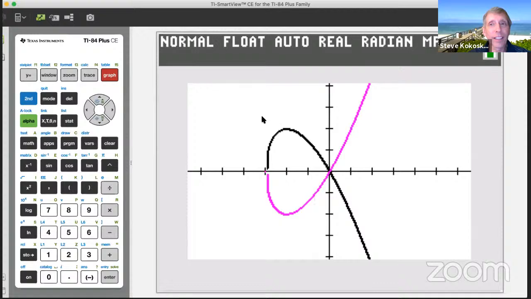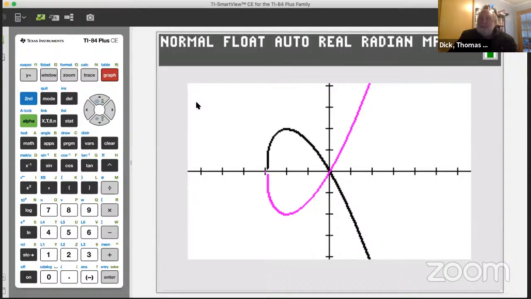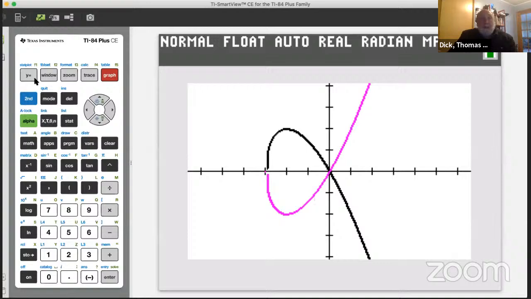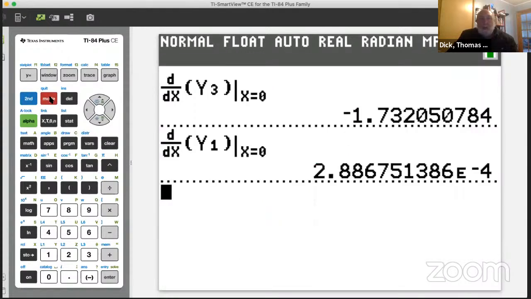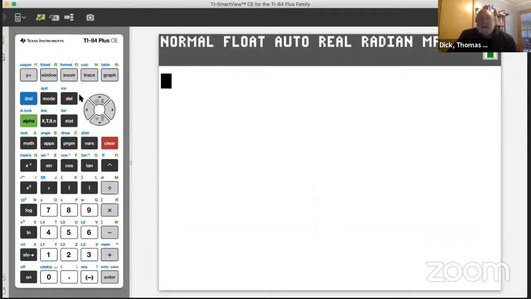So I did want to point out that you can do implicit derivatives numerically on the TI-84. I'm going to go back to another example Steve had. This one we can kind of hold in our heads because it's pretty simple. It's just the equation of the circle, x squared plus y squared equals 16. So I'm going to go to the calculator menu here, clear it out. We had x squared plus y squared equals 16.